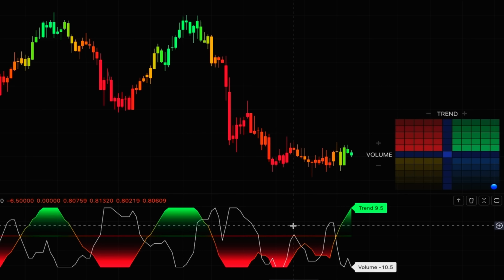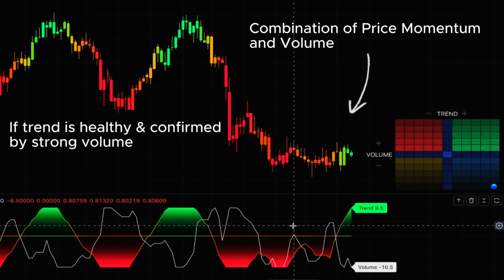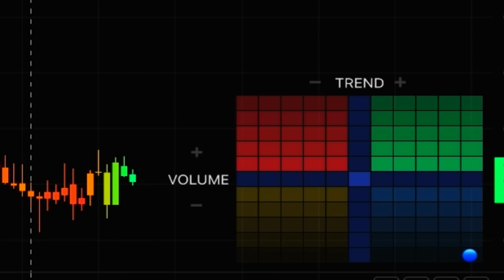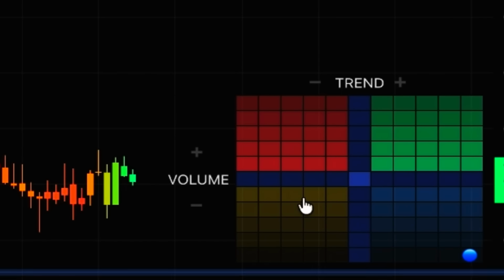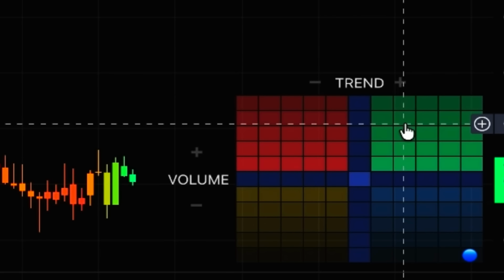This indicator is built based on combination of price momentum and volume, and so it actually measures trend direction and volume changes to help us to know if the trend is strong and healthy and confirmed by strong volume, or the trend is weakening and it is vulnerable because of low volume. Here on the right side of the chart, you can see that we have a box that has different colors, and this helps us to quickly know about the strength of the trend in the market.